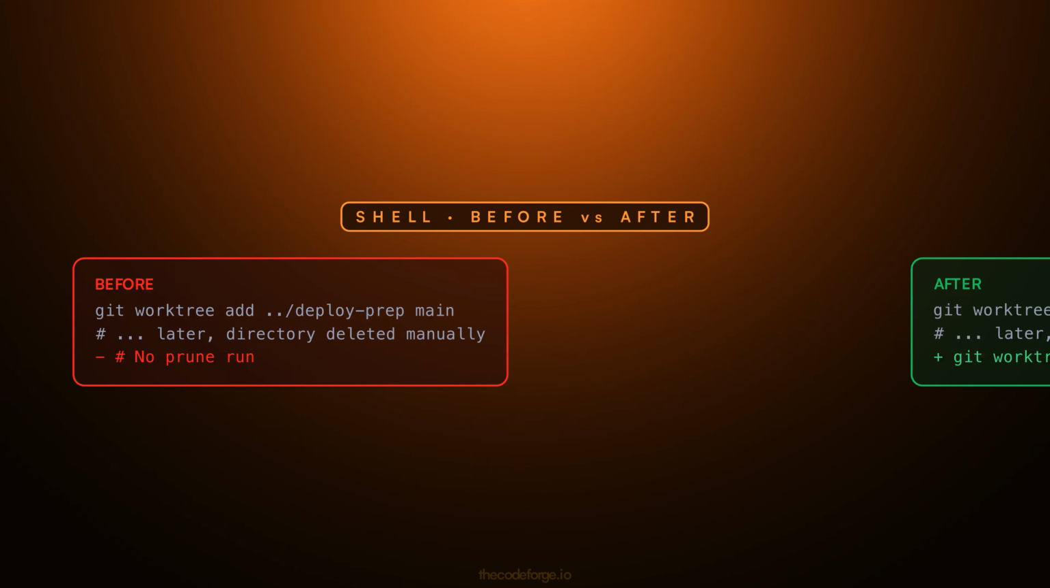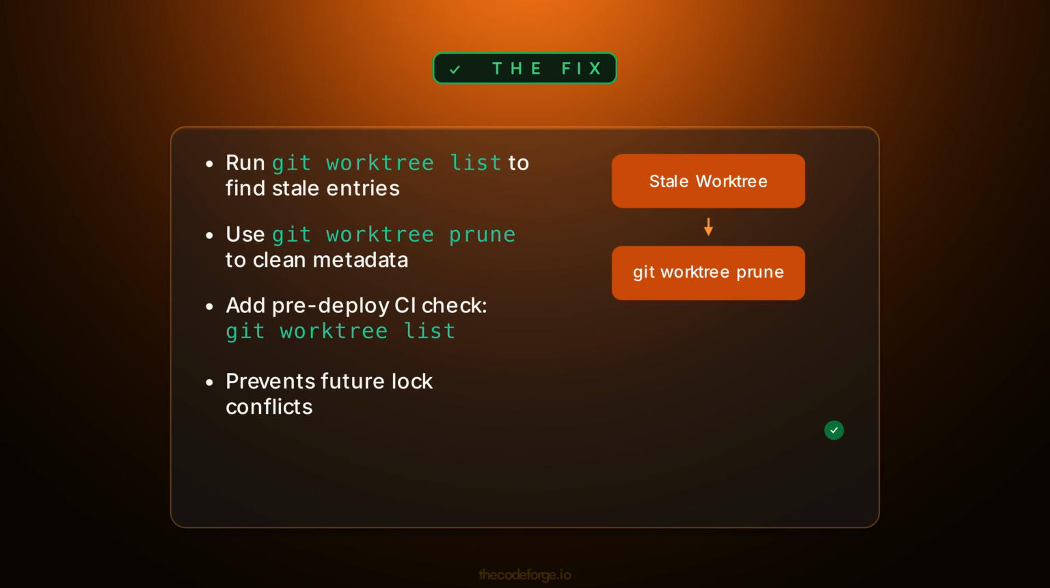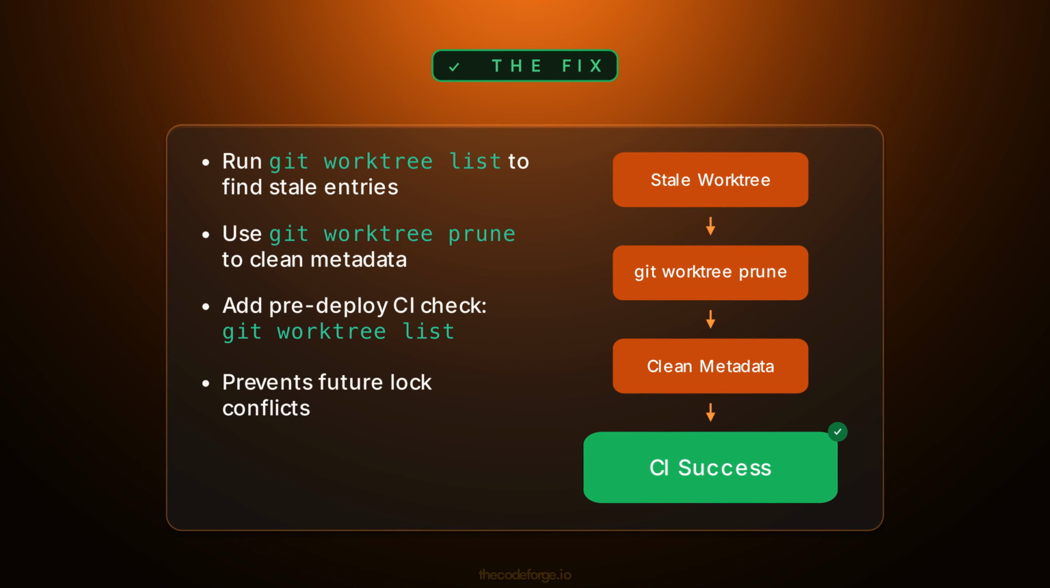A developer created a worktree for deployment, but deleted the directory without pruning, leaving a stale lock on main that prevented the CI pipeline from fetching. The fix was simple: run git worktree prune to remove stale worktree records. After that, the CI pipeline succeeded.